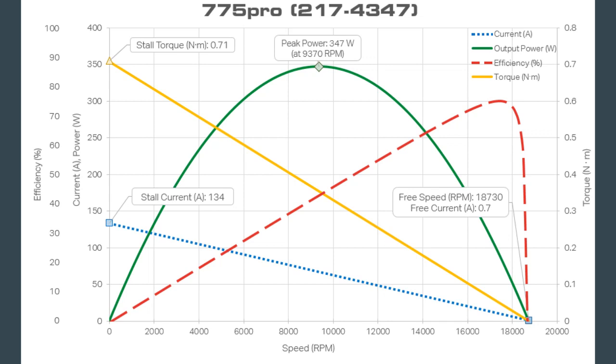So yeah, it's a little manual. You have to draw this. So that's efficiency. What's the green curve? Power, output power in watts.